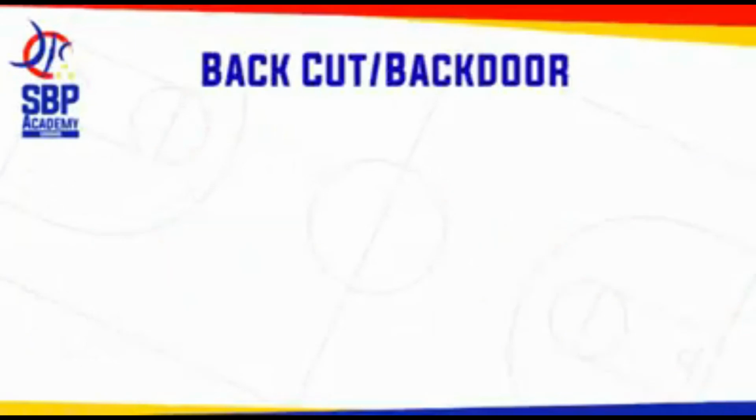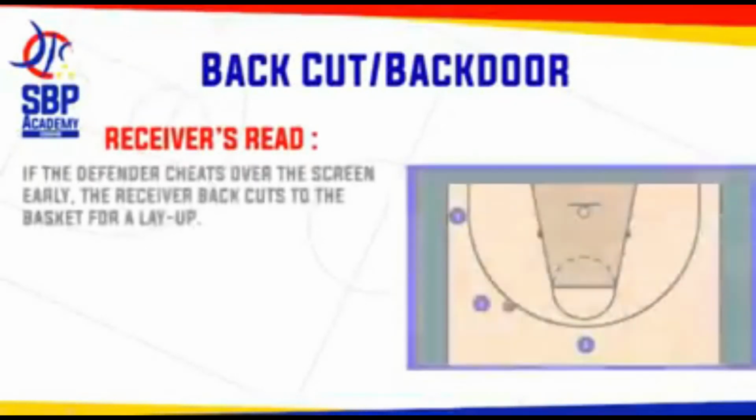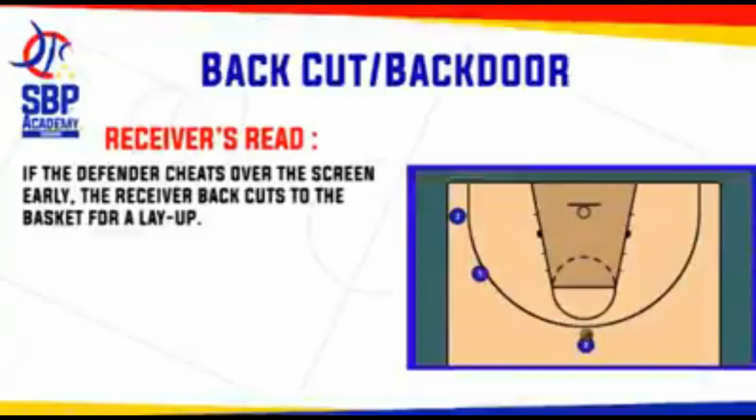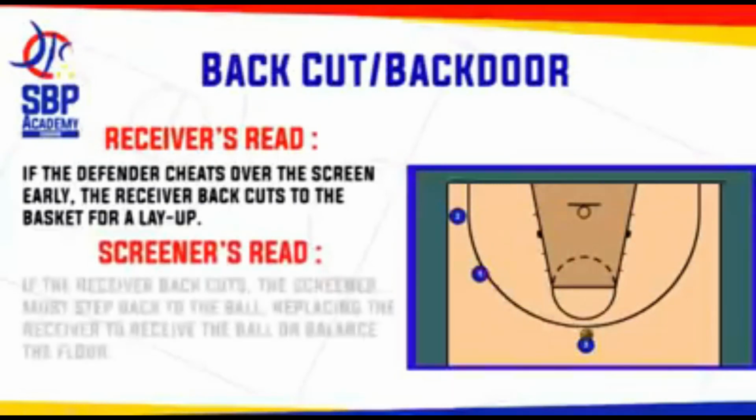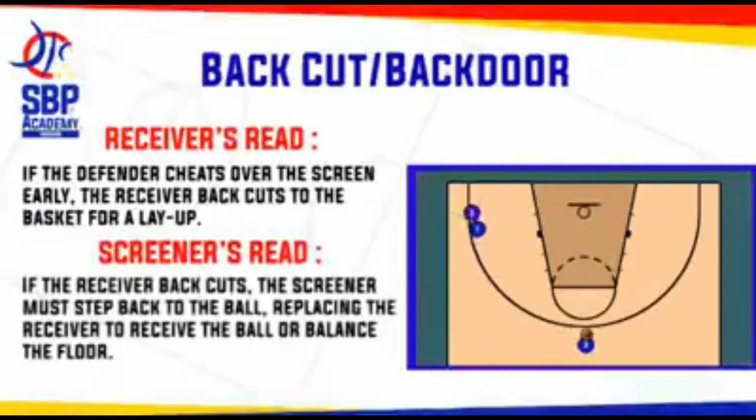Back cut or backdoor. Receiver's read. If the defender cheats over the screen early, the receiver back cuts to the basket for a layup. Screener's read. If the receiver back cuts, the screener must step back to the ball, replacing the receiver to receive the ball or balance the floor.